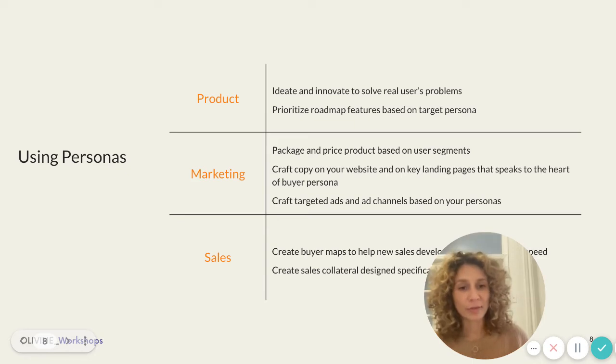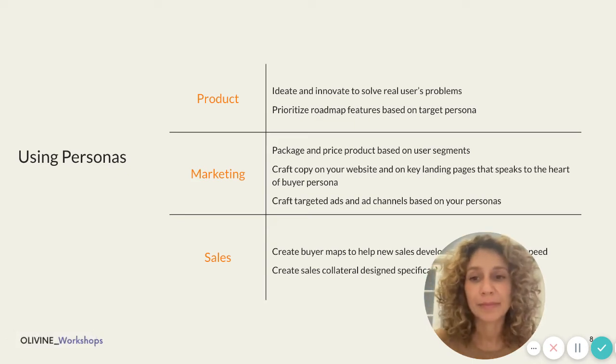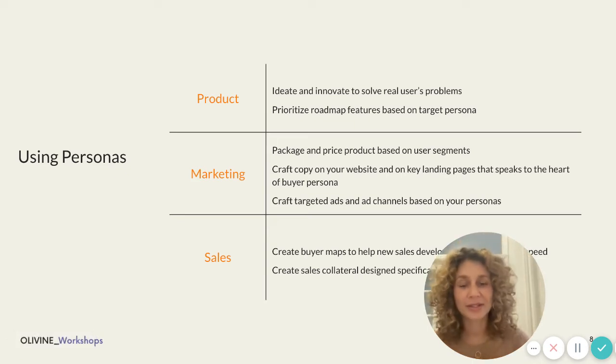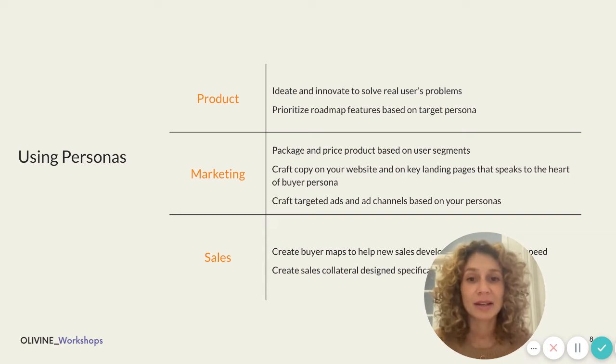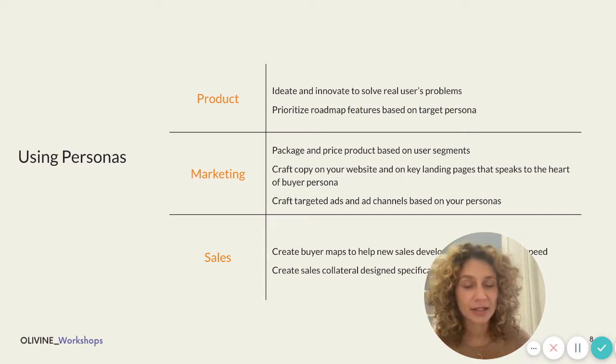So we talked about some of these areas of the business, but where do you use personas? Obviously, they're really important to product. They can help ideate and innovate when it comes to solving real user problems. They're also really helpful when you think about the roadmap and how you want to prioritize that roadmap. What features do you want to build, and who are the target personas that you're building it for?